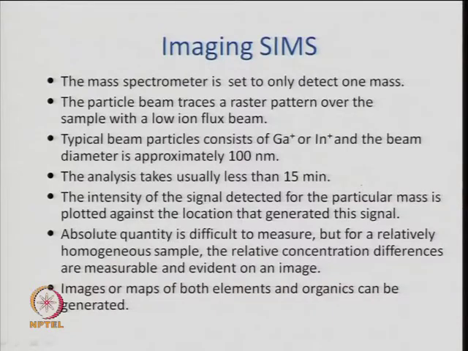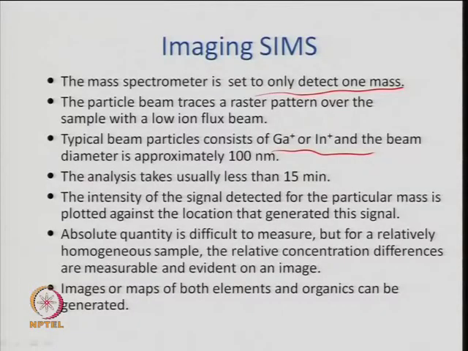So, imaging is another method, as I told, by using SIMS. The mass spectrometer here is set only to detect one mass. The particle beam traces a raster pattern over the sample with a low ion flux beam, right, as in SIMS. Typical beam particles here consist of gallium or indium ions, and the beam diameter is approximately 100 nanometer. So, you can take the image of the order of 100 nanometer, and again the time taken is just 15 minutes or even less than 15 minutes.